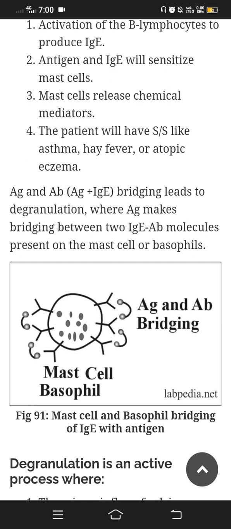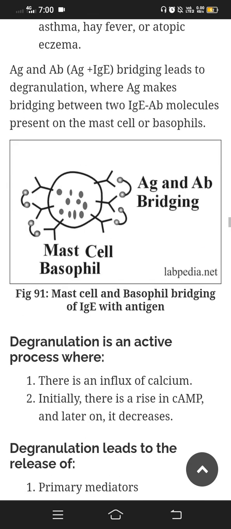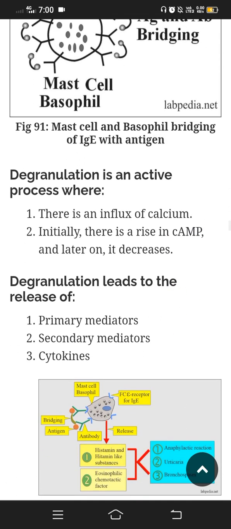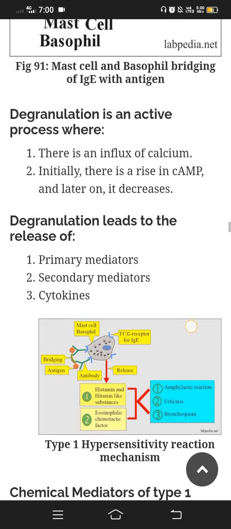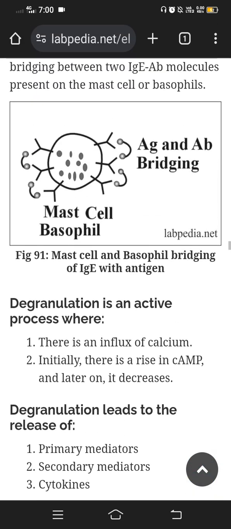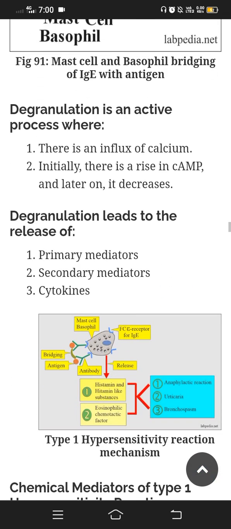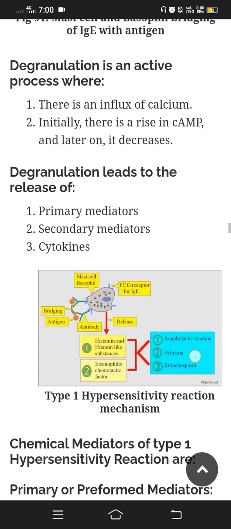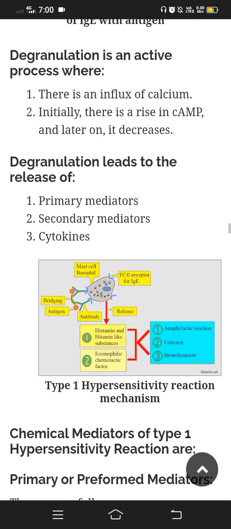Antigen and antibody bridging leads to degranulation, where antigen makes bridging between two IgE antibody molecules present on the mast cells or basophils. Degranulation is an active process where there is an influx of calcium. Initially there is a rise in cAMP and later it decreases. This leads to release of primary mediators, secondary mediators and cytokines.